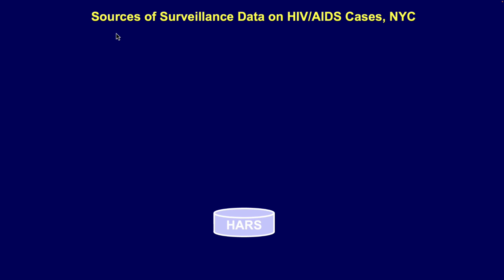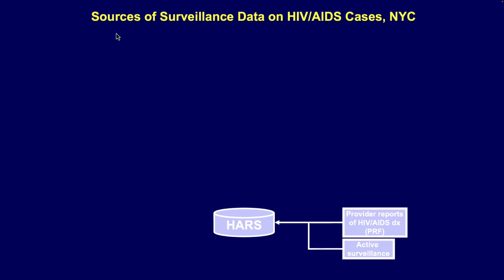The HIV surveillance system is called HARS. It stands for HIV/AIDS Reporting System, within which exists information on every person ever diagnosed with HIV or AIDS in New York City. So it's actually a surveillance registry. So how is that registry constructed, and what happens when reports or other kinds of information come into it?